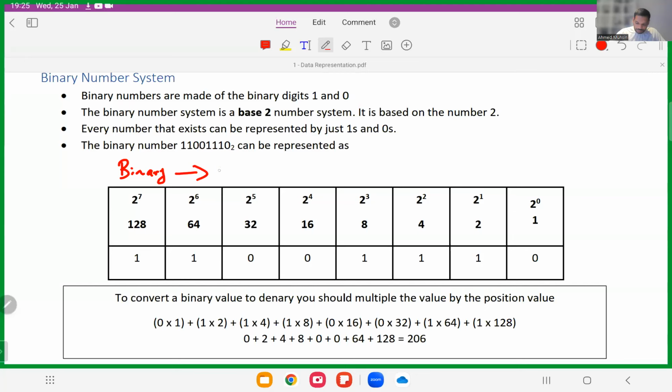From binary, we want to get this into a decimal format, a format that as soon as we look at the number, we can understand the value of that number. Okay. So the example that we have taken is this binary number. This is the binary number that we have taken as an example.